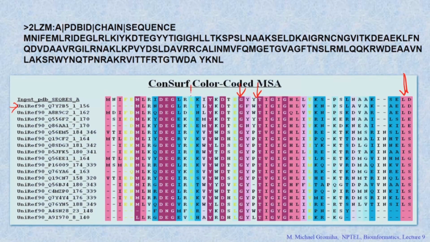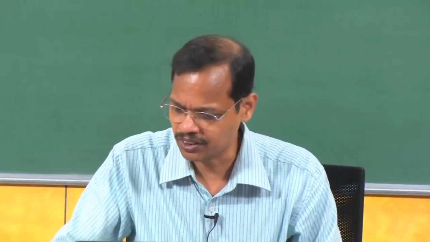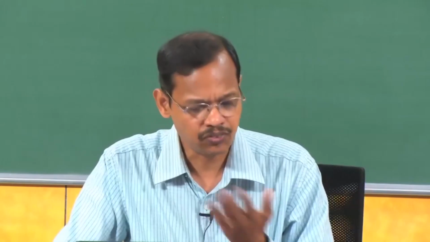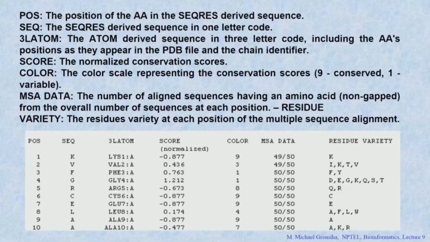For example, if you see this one, it is occupied with leucine, glutamic acid, threonine, aspartic acid and valine, right. There are various residues occupying this particular position. So, this will clearly tell you which residues are conserved and which residues are variable. Then we give the text file, this will give complete details.